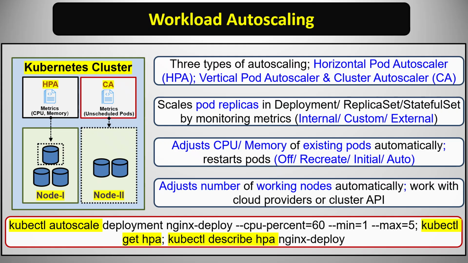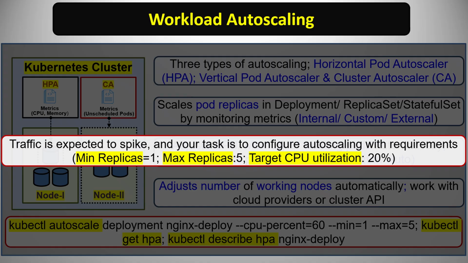And now here is an example of an exam style scenario. The traffic is expected to spike in an application. Your task is to configure autoscaling for the nginx deployment with minimum replicas of 1, maximum replicas of 5, and target CPU utilization of 20%. Now coming towards the solution, which is actually our demo.